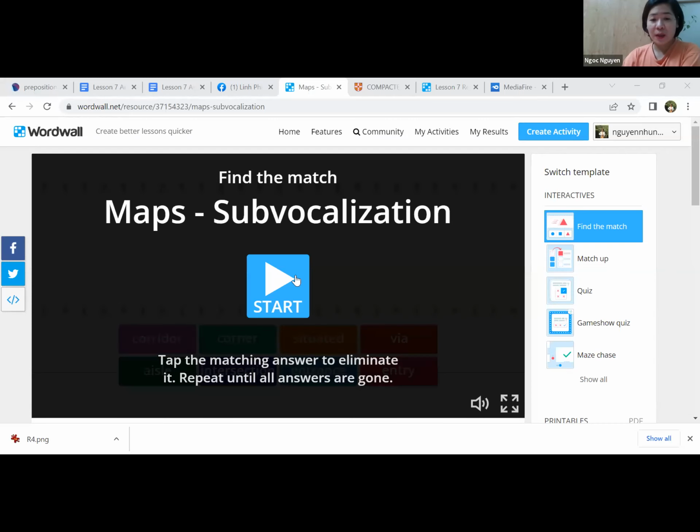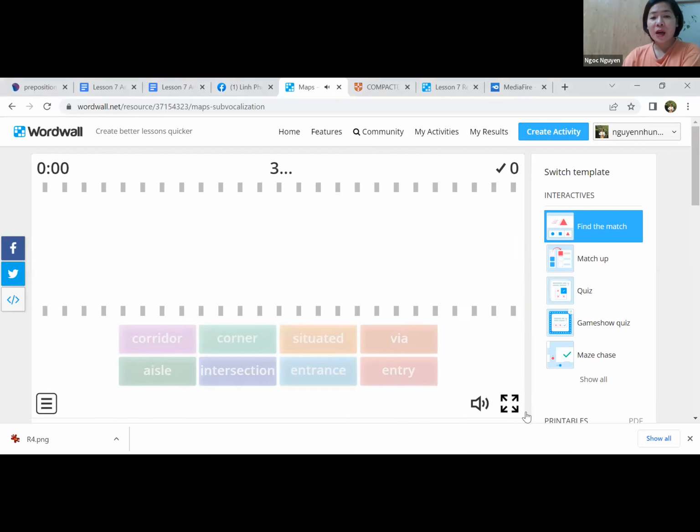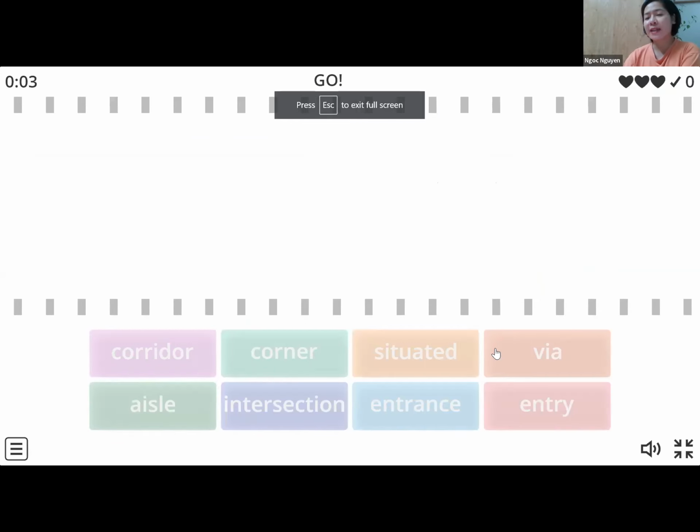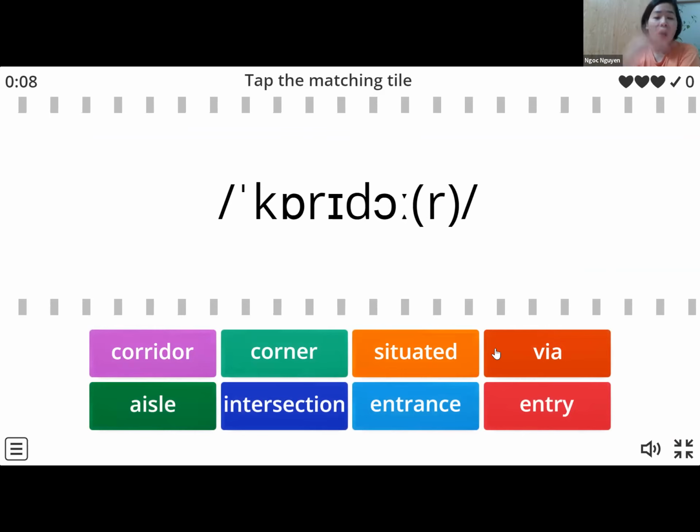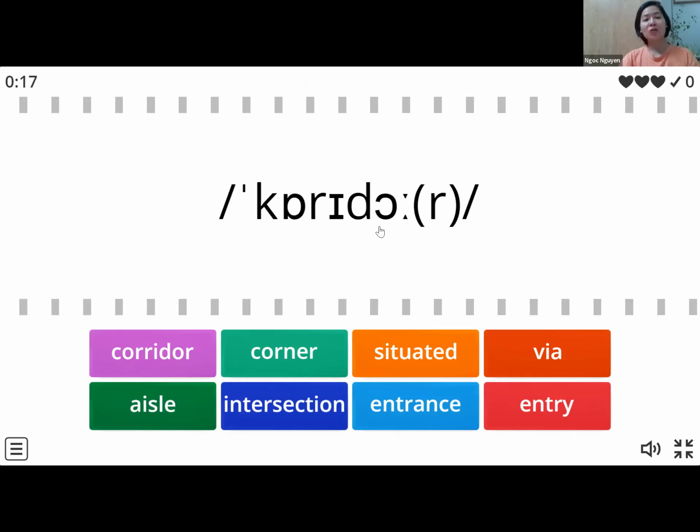So here, self-vocalization. Let's hit the button start. And the phonetic transcription, the way to say a word, will fly by. The phonetic transcription here is taken from the Oxford Online Dictionary. So you see here we have corridor. Think about the sound, or because you are here at home, you also can say it aloud. Think about the sound first, say the word, and then look at the list, choose a word which seems to match the phonetic transcription here.